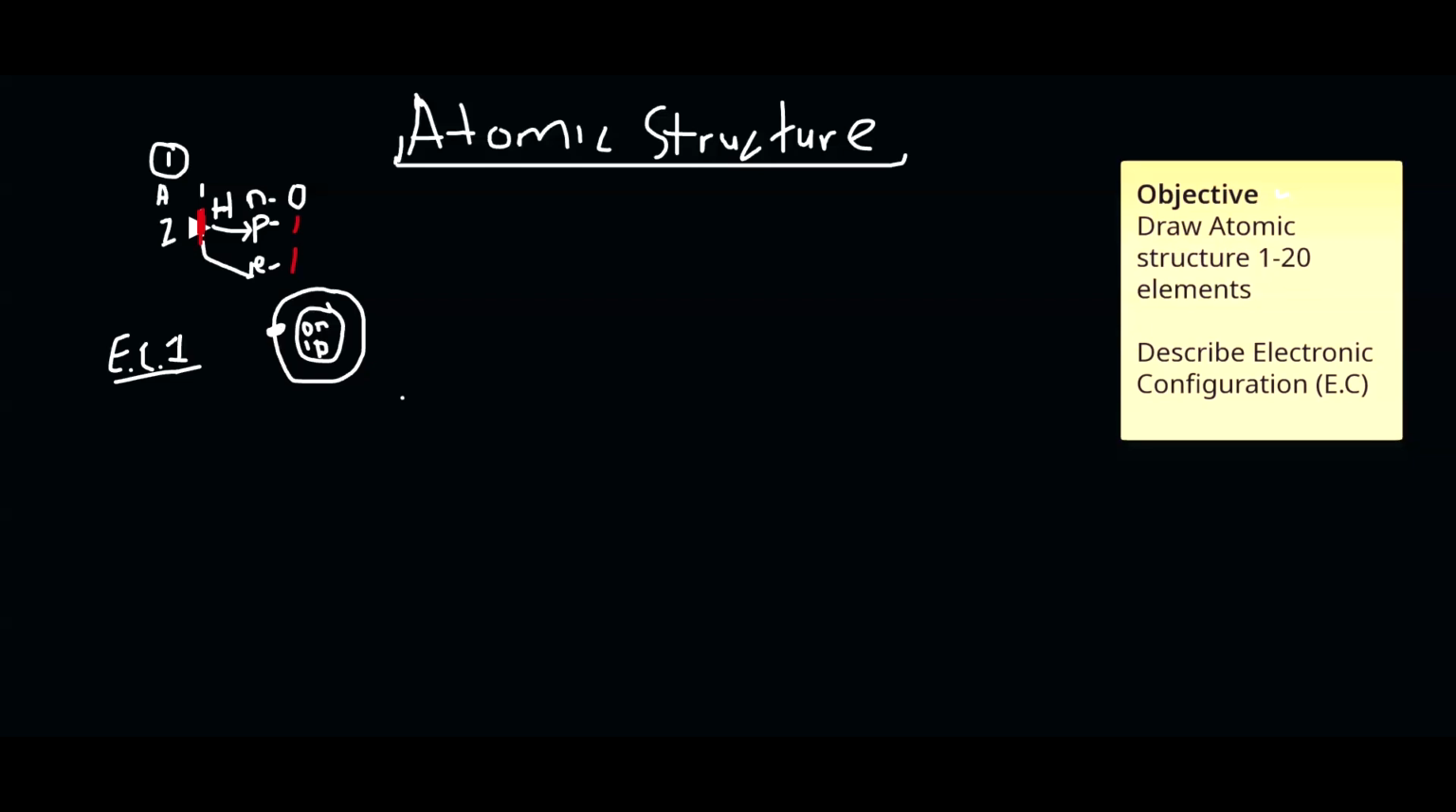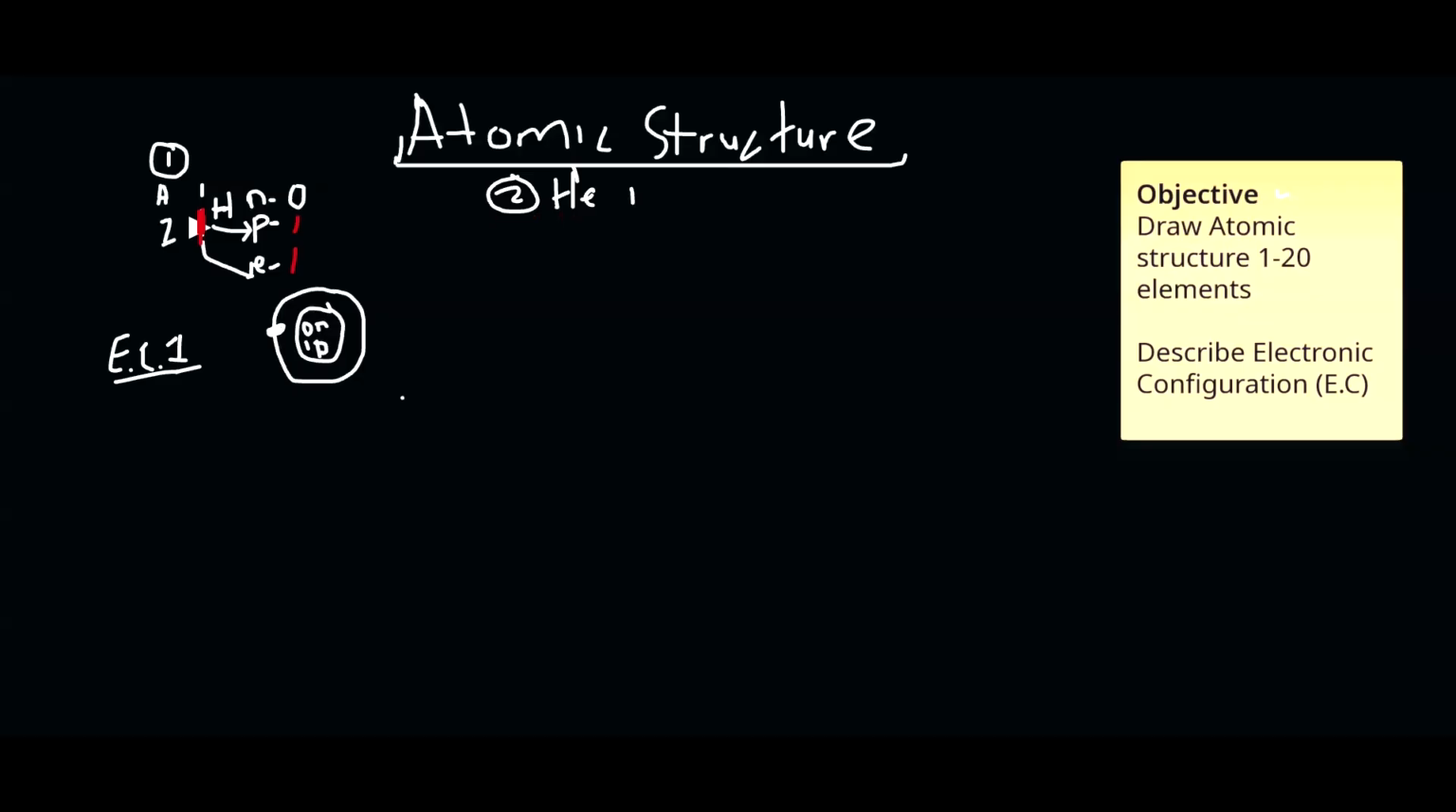Moving on to the second one. What's the second element? Helium. All right, remember, we just write the symbol for helium, which is He. Then remember, we have to work out the amount of N, P, and E. How much N in the structure?